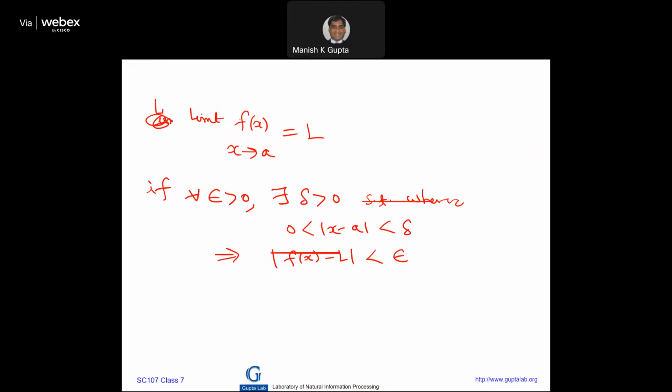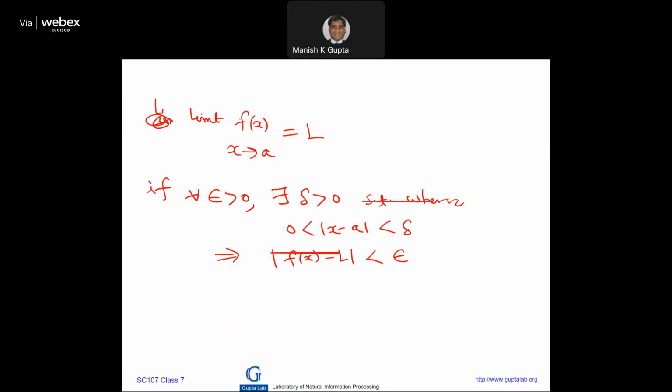So what I mean is, for every epsilon positive, there exists delta. So the limit of f of x is L as x tends towards A if for every epsilon positive, there exists delta positive such that whenever 0 is less than mod of x minus A is less than delta, mod of f of x minus L is less than epsilon. So basically what you should do as an exercise.